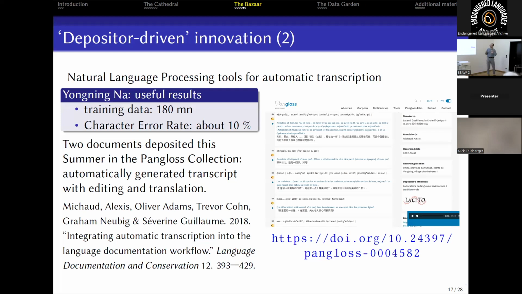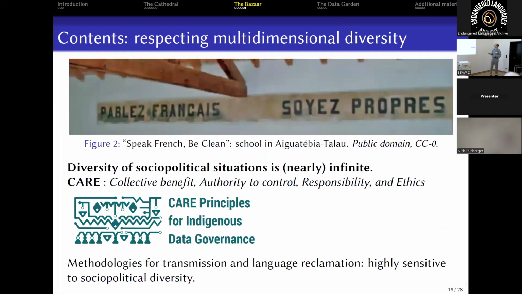We have collaborators helping me doing automatic transcription. On the right-hand side is a resource that was deposited this summer based on a canvas that was transcribed automatically. This is work that is reported in Language Documentation and Conservation, and it's slowly happening. And of course, Séverine is conducting tests to see to what extent other deposits in the Pangloss collection could lend themselves to this sort of treatment, so that it could help people manage the massive backlog of untranscribed documents.